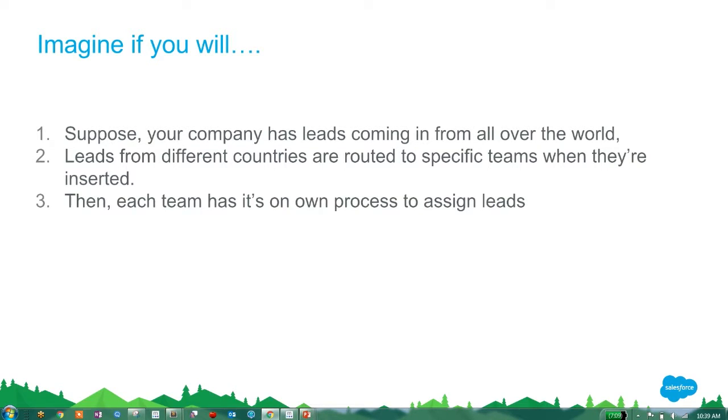Suppose your company has leads coming in from all over the world. Afghanistan, Belgium, Canada, Denmark, Europe, England, France, wherever. Leads from different countries are routed to specific teams when they're inserted. So all the leads from Afghanistan go to Team Alpha, all the leads from Bermuda go to Team Beta, and so on and so forth.